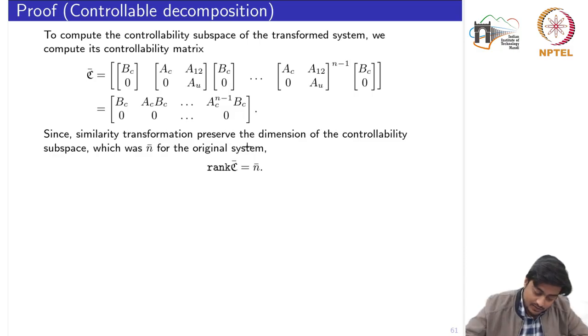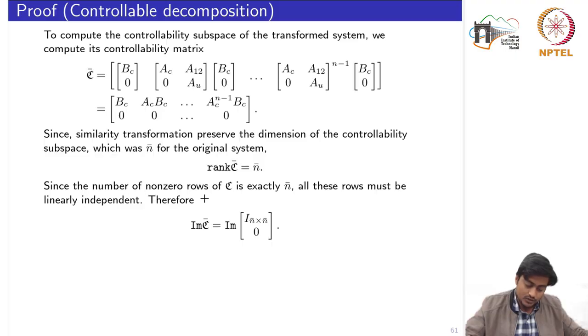Since the similarity transformation preserves the dimension of the controllability subspace, which was n bar for the original system, we would have rank of C bar equal to n bar. Because we already know that the rank of this controllability matrix is n bar, which is less than n, the dimension of that subspace is n bar already. Now we have extracted that subspace in terms of this controllable decomposition, which says that the rank of C bar is nothing but equal to n bar.